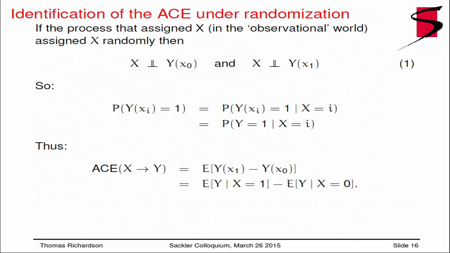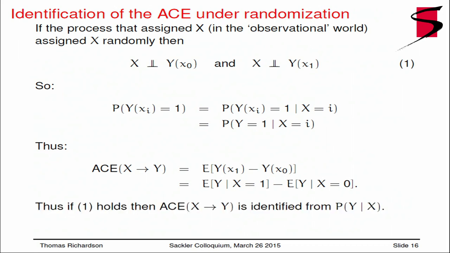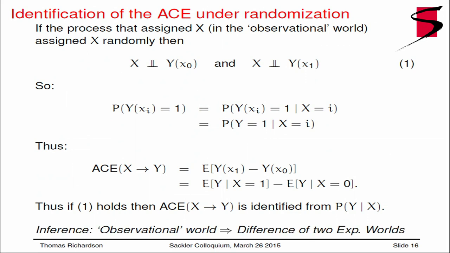and the observed world. This quantity we can observe in our observational world. This quantity over here is a contrast between two different experimental worlds. And so we've seen that if these independences hold, then this quantity is identified. We could think a little bit more about this.